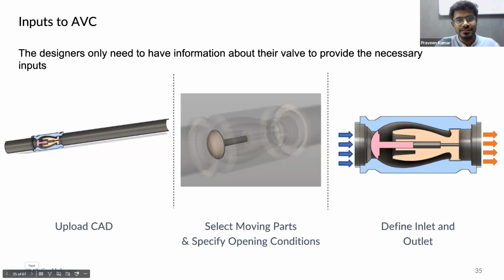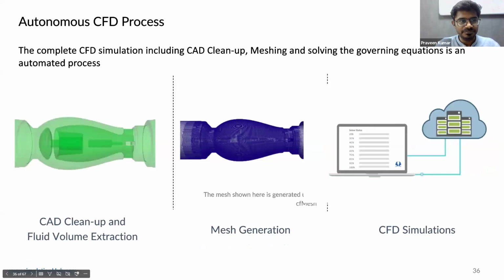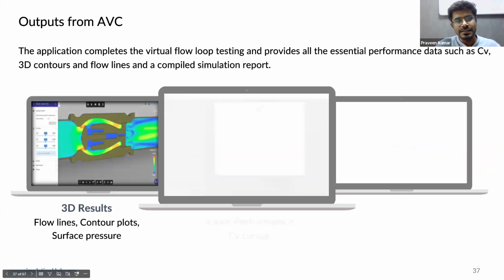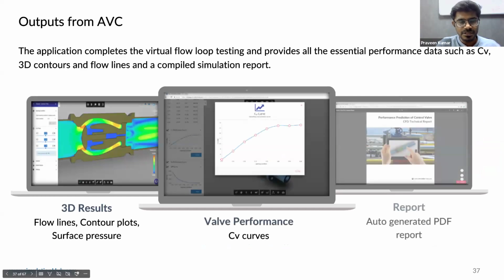So what we do with this input is next. What happens in the cloud? It does all the conventional CAD cleanup, mesh generation, and the simulations on the cloud. Next, what you get as output is 3D results like the contours, qualitative results, quantitative results, and the PDF report, which is ready to submit to the end client.